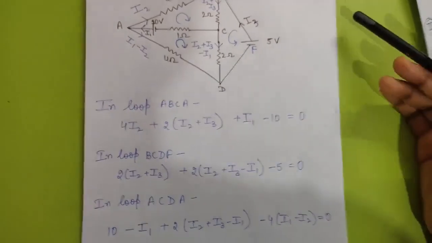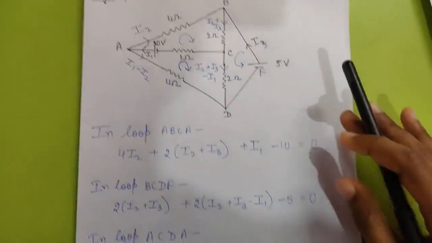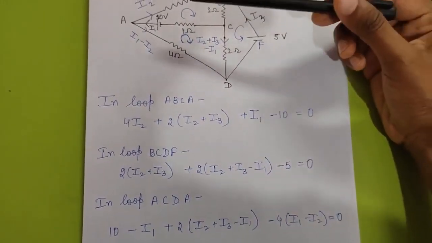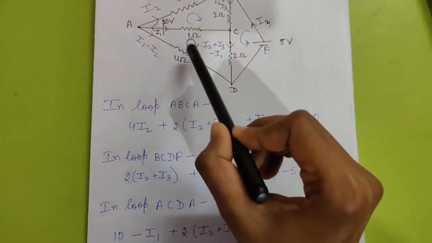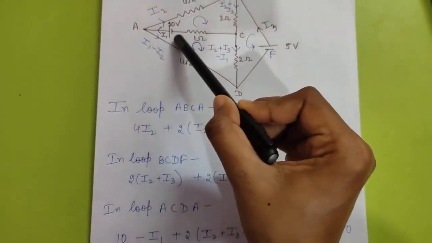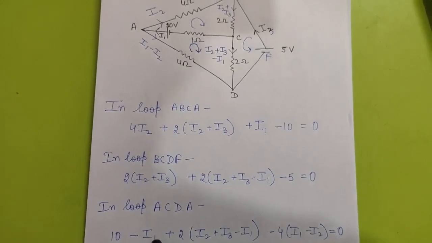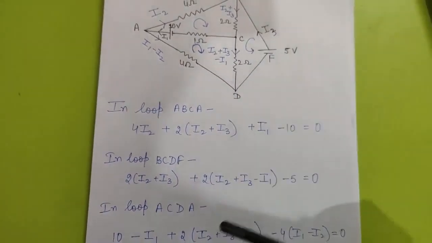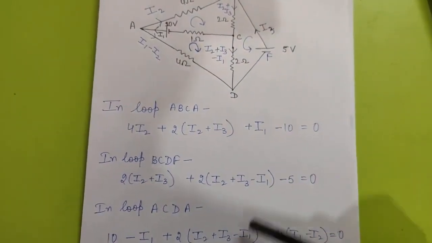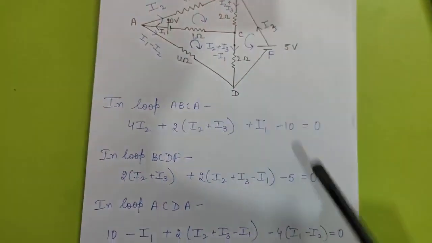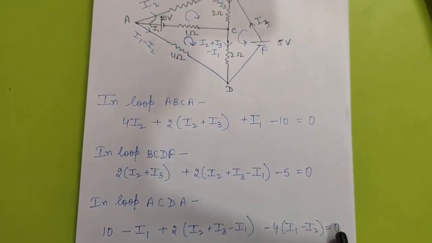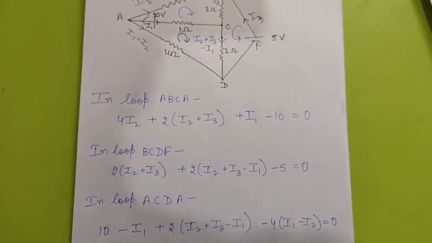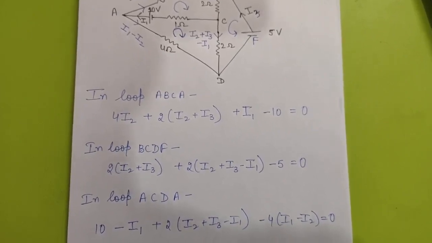Okay, so third equation in this loop ACDA. Now in ACDA we are starting from the point A again, and we are going in clockwise direction. So it will be plus 10. Then you are going in opposite direction of current, so it will be minus I1. Then same direction of current, so plus 2 into I2 plus I3 minus I1, and then again in opposite direction of current, that means minus 4 into I1 plus I2 is equals to 0. So these are the three equations which we have made. Now you can solve them and you can easily calculate the value of I1, I2 and I3.